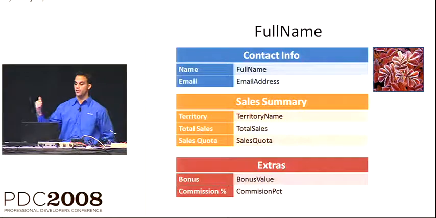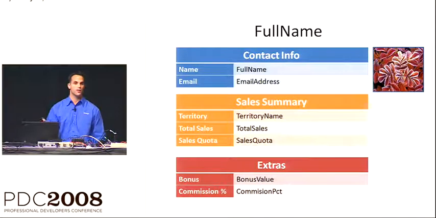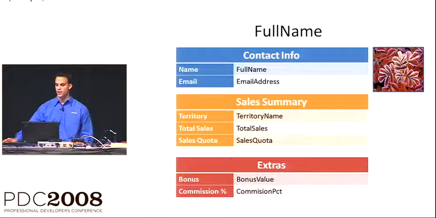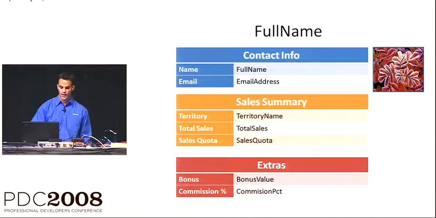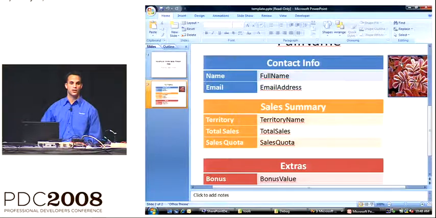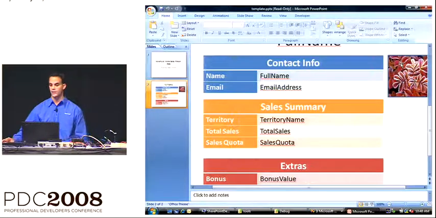Right? So I want to have the name, the full name of the salesperson. I want to have their email address, what territory they own, how much sales they've made. And over here to the right, I have a placeholder picture where I'm going to put a picture of them in this deck. So at the end of this, I'm going to have a full presentation of all data from my database.